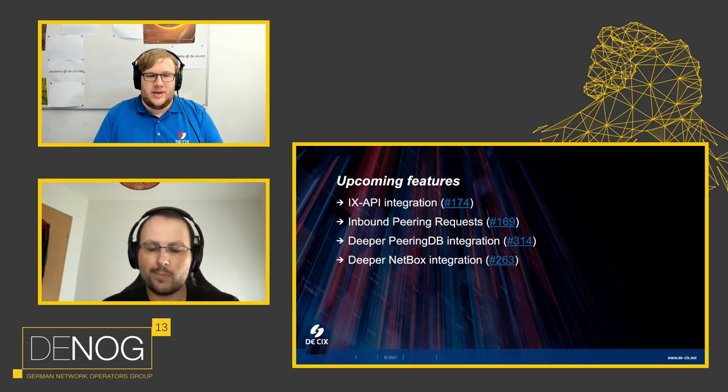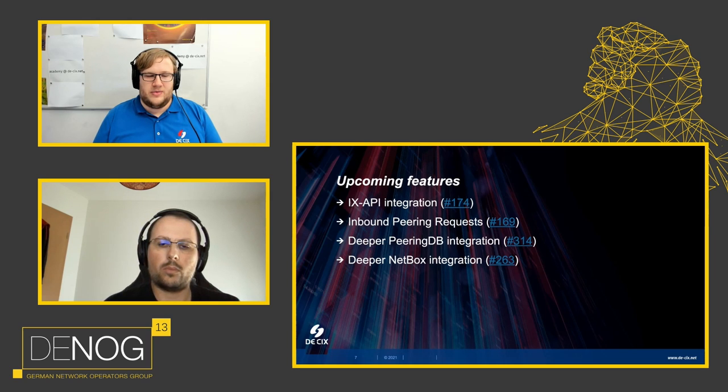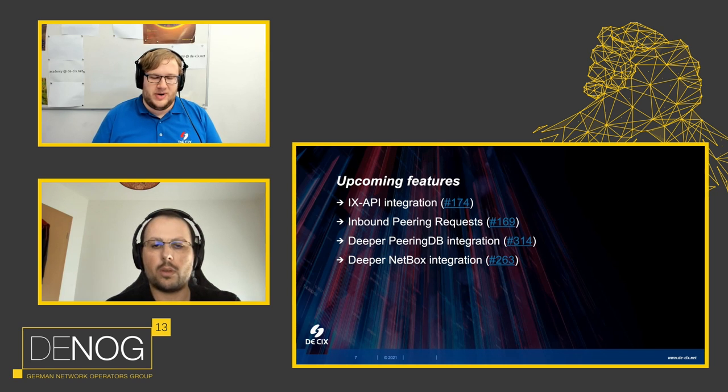Yes, so IX API is the biggest new feature. There will also be some new API endpoints soon for inbound peering requests, deeper integrations to get more information from PeeringDB, and deeper integration into Netbox to get, for example, information about free VLAN and IP space for direct peerings.